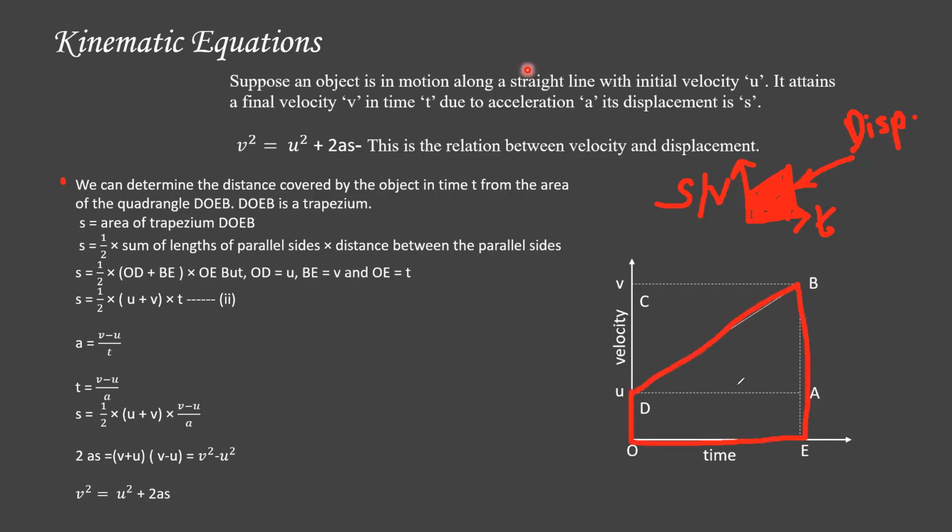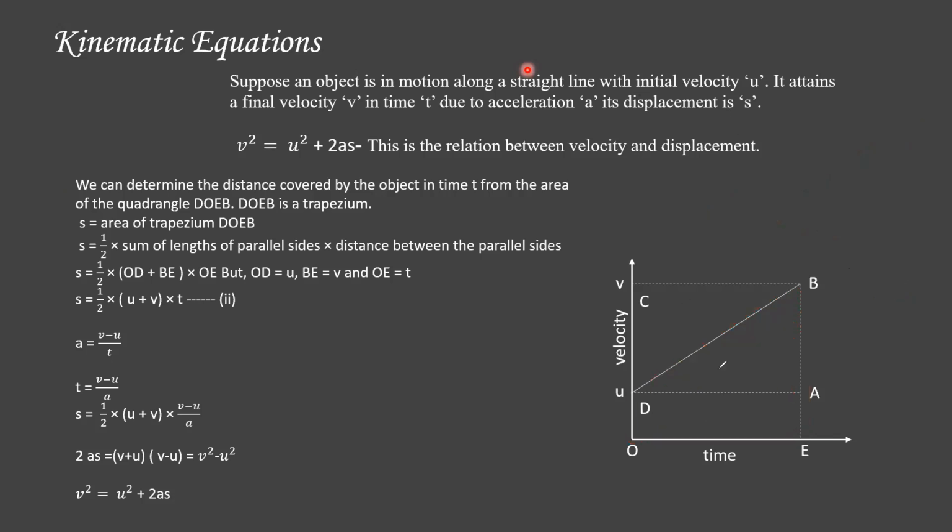And like this entire thing is the area. I'm not going to fill the color, it's going to take a lot of time, but this is the area basically. And the area is nothing but a displacement. So always remember, in a velocity-time graph, the area covered is nothing but the displacement, S. So we denote displacement by S.